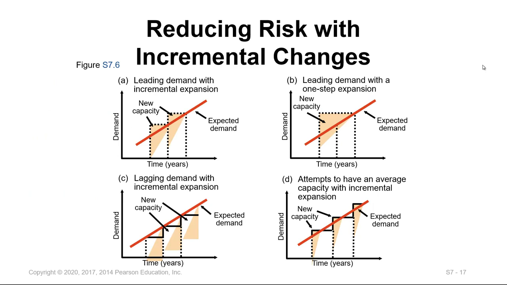You can increase capacity through incremental expansion, getting capacity ahead of demand through several steps. Or you can do it through one step. You can increase capacity through incremental expansion, but keeping your capacity behind or lagging demand. Or the fourth option is to increase capacity incrementally, but keep the average capacity within the demand range, which means sometimes capacity leads and sometimes lags demand.